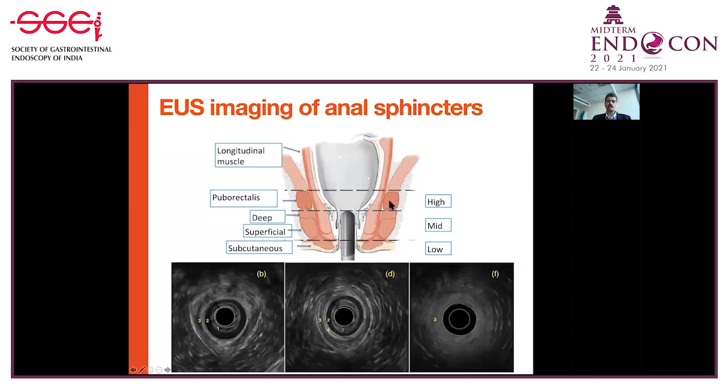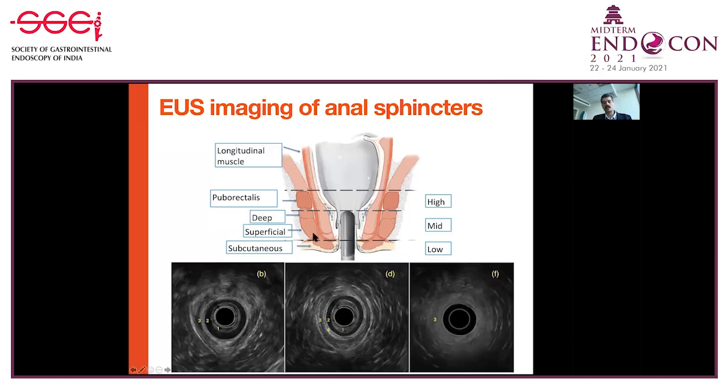One is the high station, where you have the puborectalis and the deep part of the external anal sphincter. So the ring of EAS is incomplete anteriorly, and this is the area of the perineal body. So you have a complete hypoechoic ring of the internal sphincter, the puborectalis, but the striated muscle may be incomplete anteriorly, more so in females.